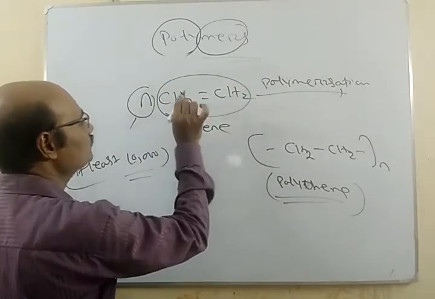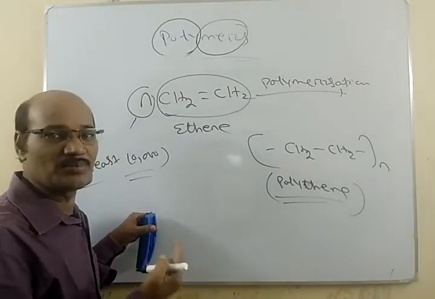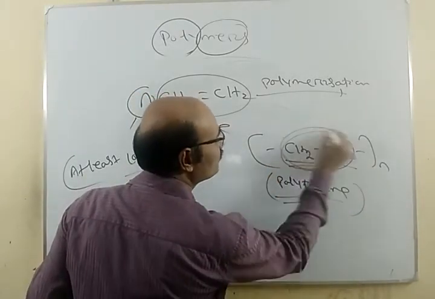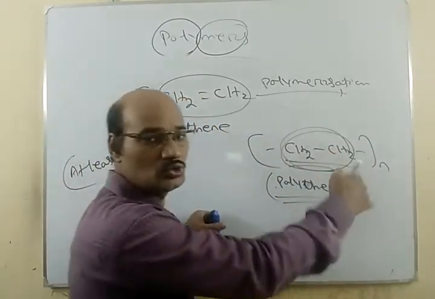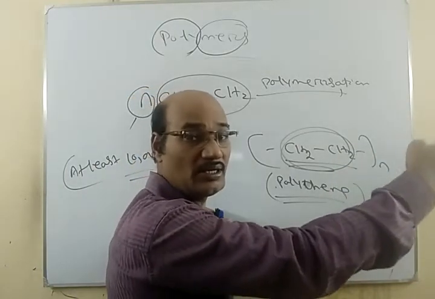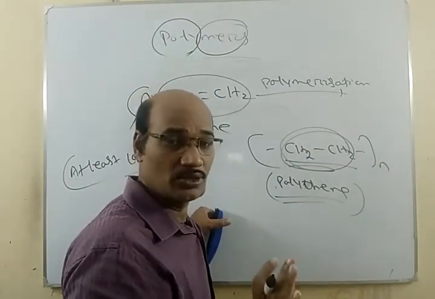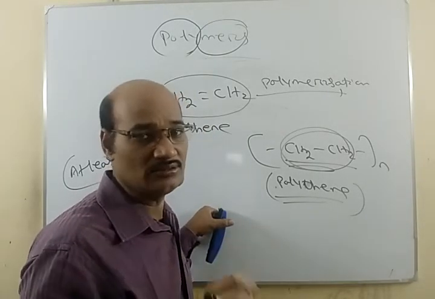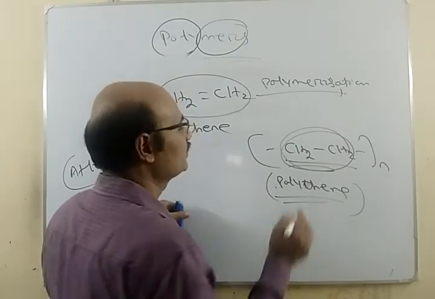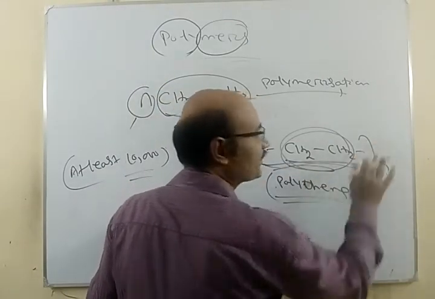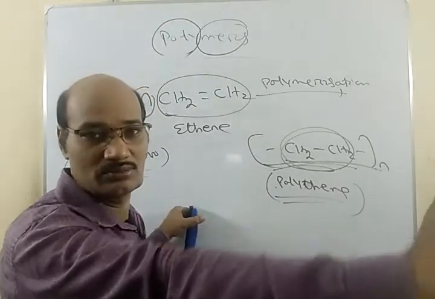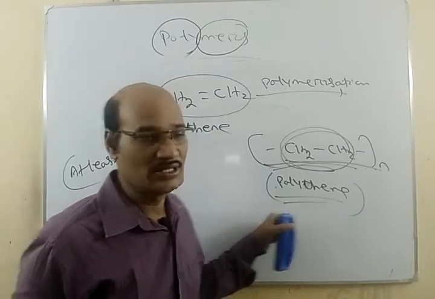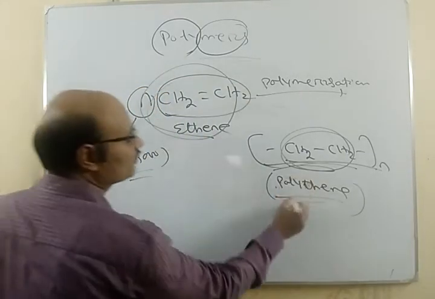CH2=CH2, the single part, one part. When the CH2CH2 units go up to n numbers, 2, 3, 4, 5, 6, 7, 8, and up to at least 10,000. Normally the number of units must be at least 10,000. So when joined together, I am getting a big giant molecule, and this big giant molecule is called a polymer. From ethene I get polyethylene.